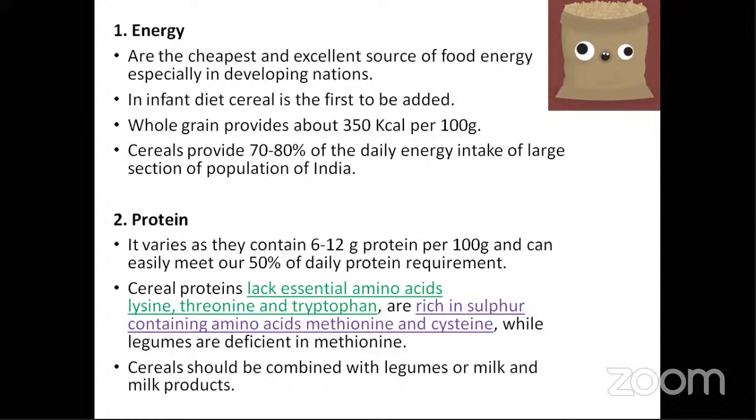That is why it is advised to take cereals in combination with pulses, legumes, or milk products, because legumes are deficient in the sulfur containing amino acid methionine, but cereals are rich in methionine. That way they form a complete diet when taken in combination. For example, khichdi is prepared with rice and moong dal. The basic reason is that moong dal lacks methionine, but rice is a rich source of methionine. That way they form a complete diet, so it is advised they should be taken in combination.